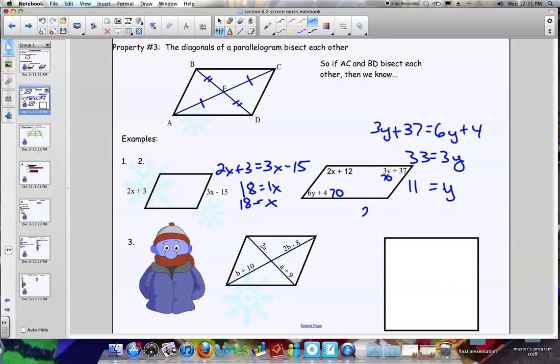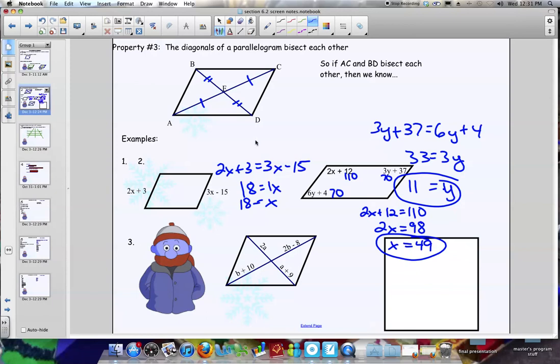So I know that 2x plus 12 has to be equal to whatever's left from 70 to get to 180, so 110. I do my algebra, I minus my 12, and I get that 2x equals 98, and then I divide by 2, and x would be 49. Okay, I already know that the angle has to measure 110, but that tells me then that y is 11 and x is 49.